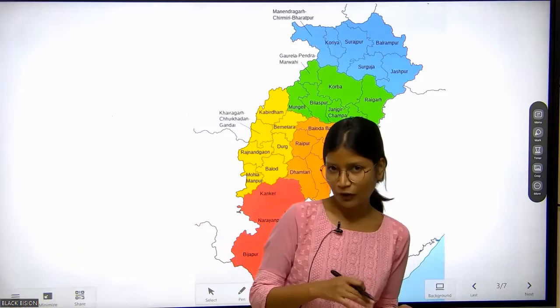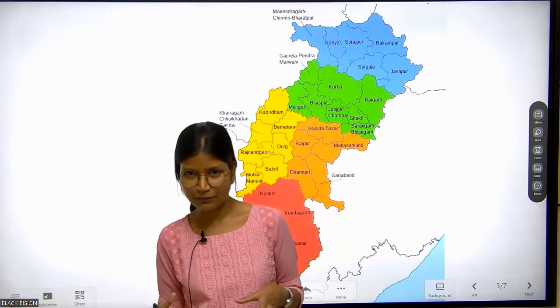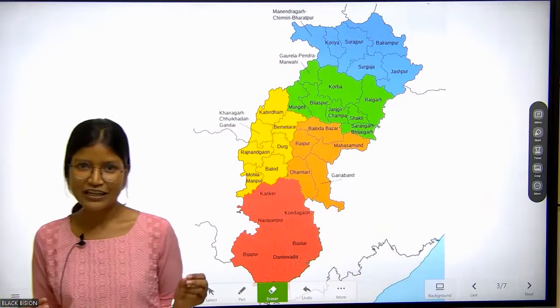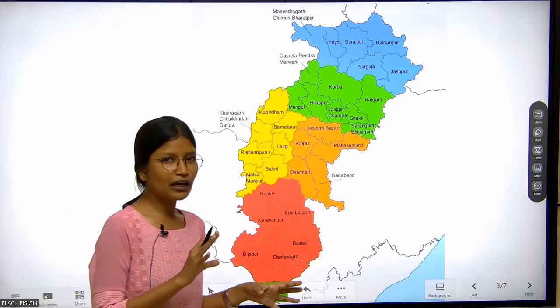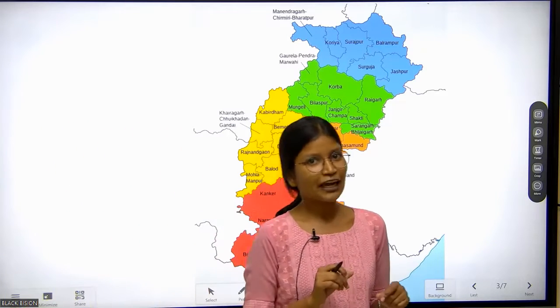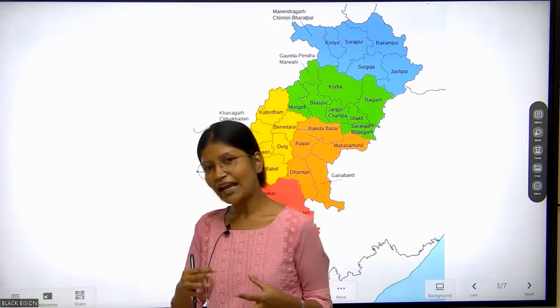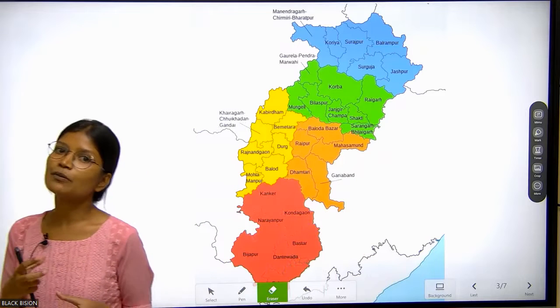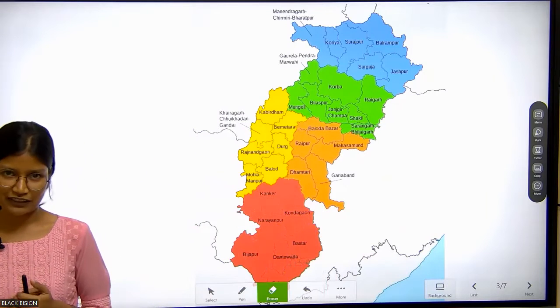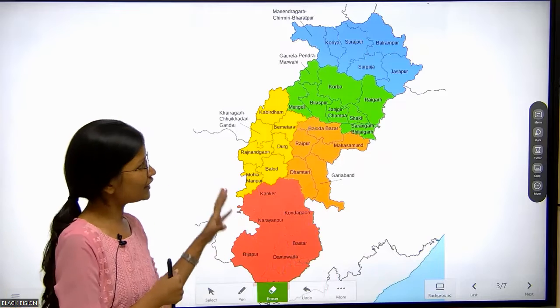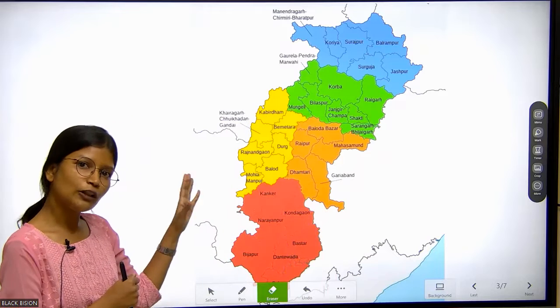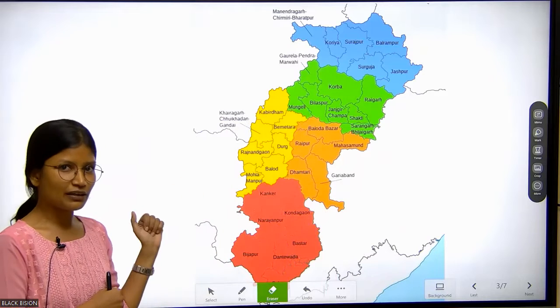Because, as you know, because of the recent development that has taken place in our state, 5 new districts have been created. And now, the total number of districts is 33. That means the districts and the related things have become important from the current affairs perspective in the coming prelims examination. Fine. So, you can see the map. It has all those newly created districts as well.